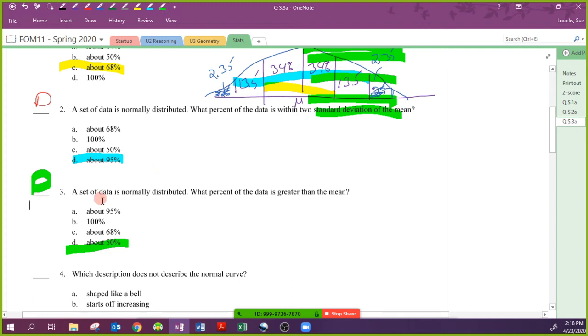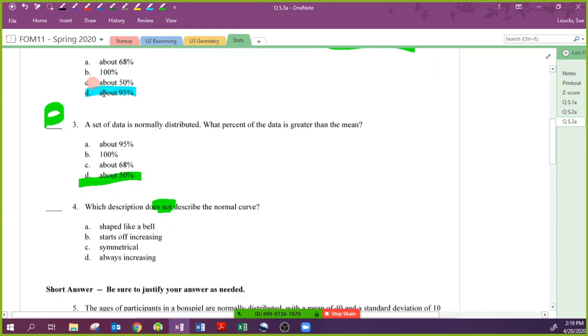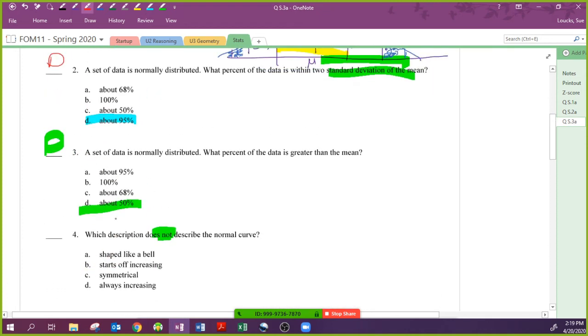And which description does not describe the normal curve? So it is shaped like a bell. It does start off increasing. It is symmetrical, but it is not always increasing. That one's wrong. It starts increasing and then it decreases once you get to the mean.